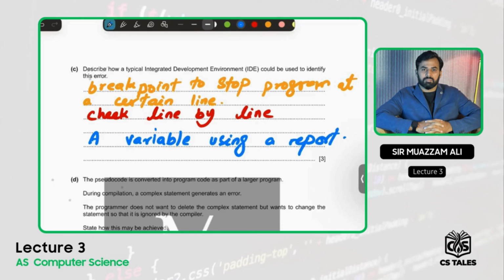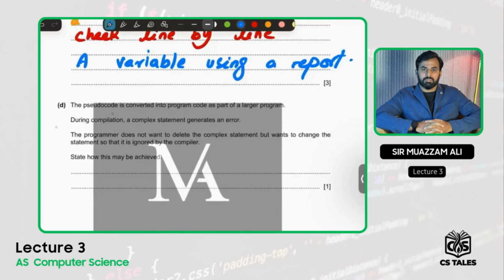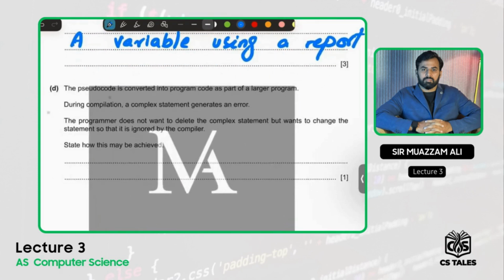Next is saying that the procedure is converted into the program code as a part of a larger program. During compilation, you must remember compilation, interpretation, assemblation. These are the different things. So compilation means the whole program is compiled. A program statement generates an error.